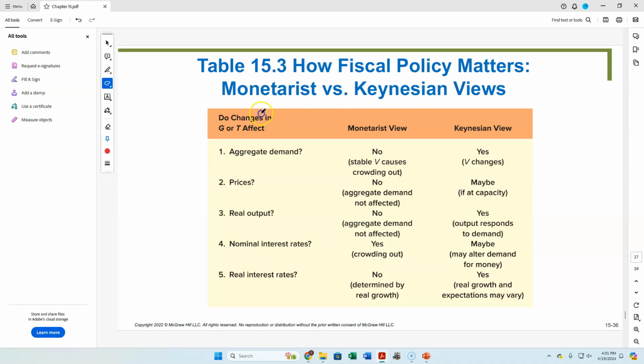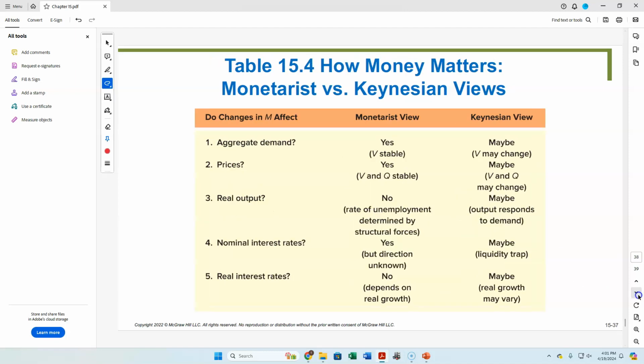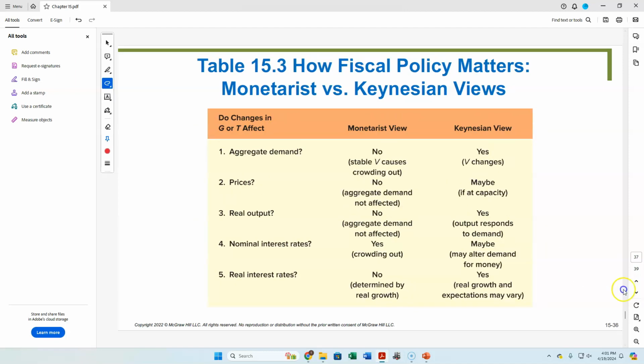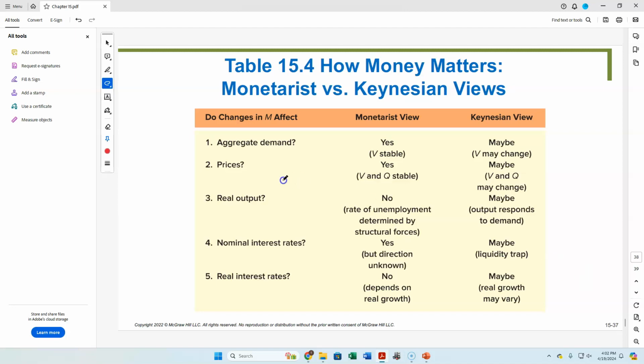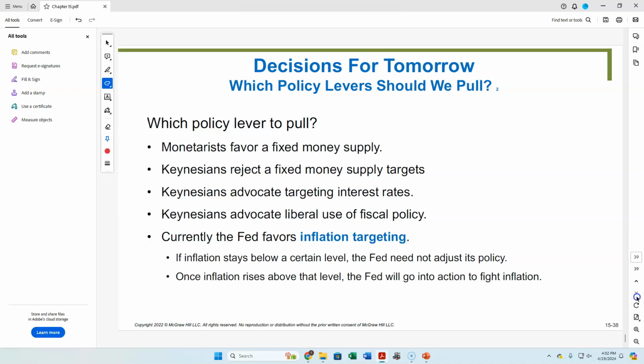Yeah, but then this would be a pretty good slide to understand that compare and contrast between these 2 points of view, between the Keynesians and the monetarists. And so there you've got, from the fiscal standpoint, how does changing government spending and taxation affect these factors according to the monetarists and the Keynesians? And then from a monetary supply perspective, how does changing the money supply affect these variables? And that's it.